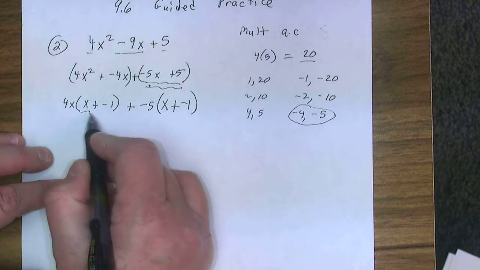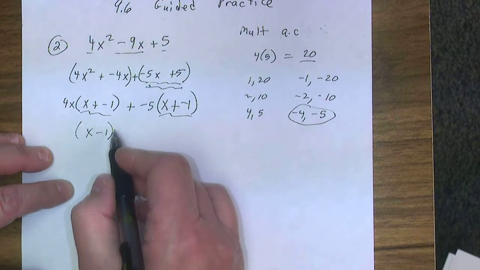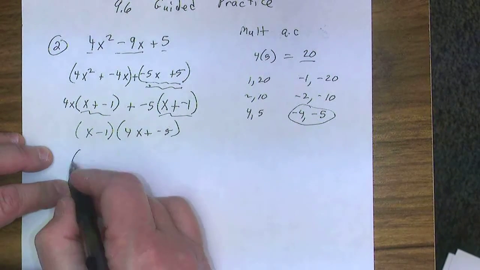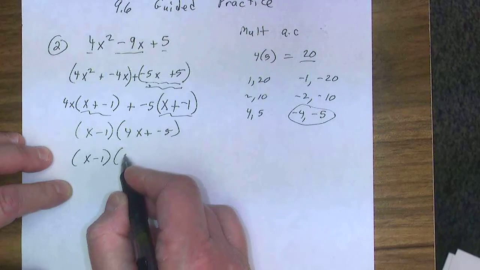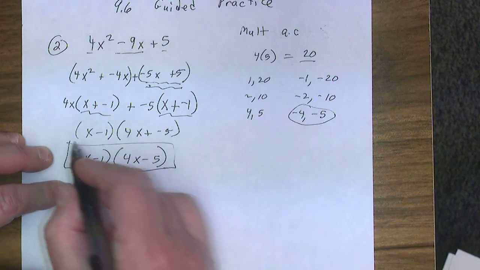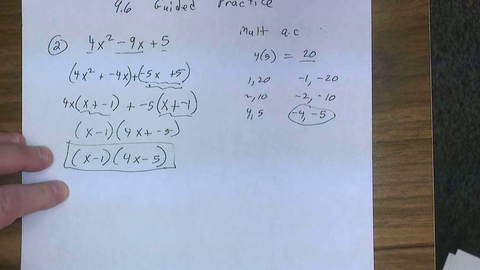Now, there's a common factor of x minus 1, and then you have 4x plus negative 5. It can be written x minus 1, 4x minus 5. That would be your final answer. You can leave it as plus negative. It doesn't matter which way you write it.